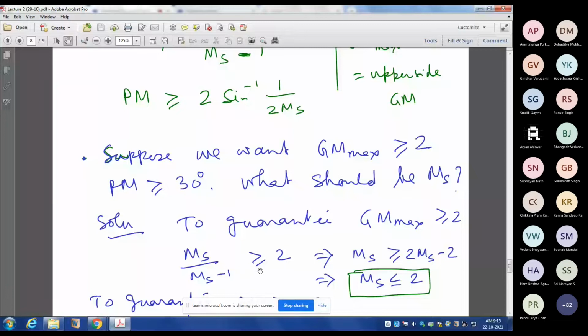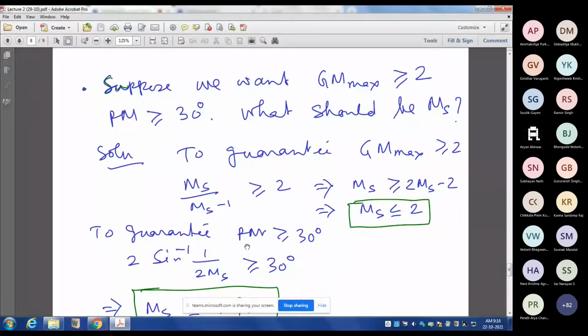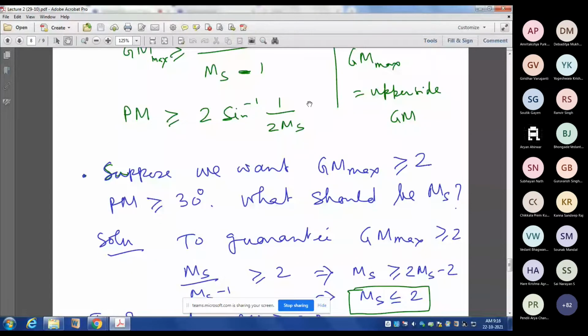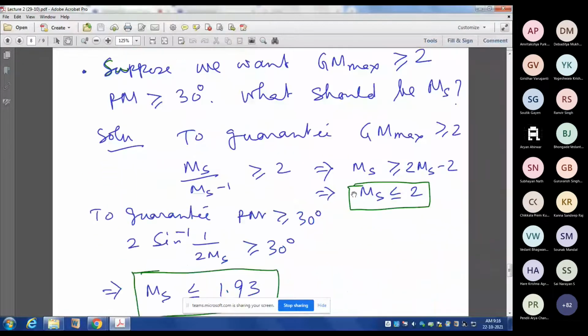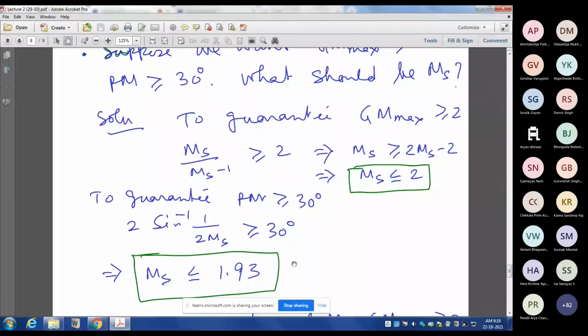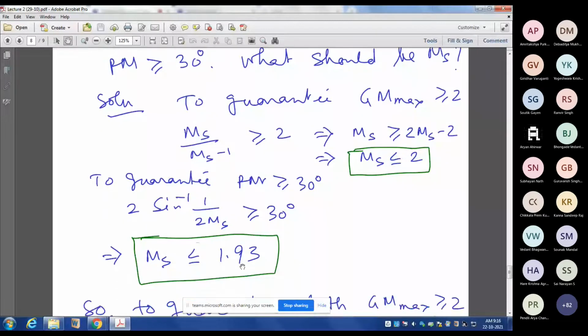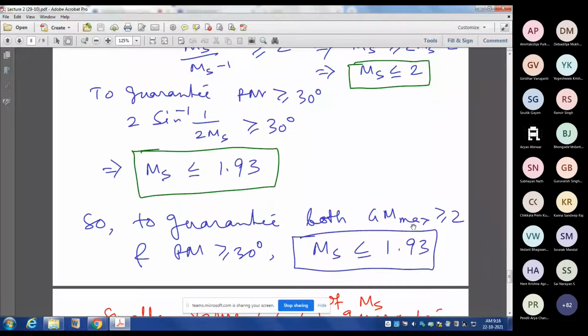On the other hand, if you want to guarantee phase margin greater than or equal to 30 degrees, then from this relation, 2 sine inverse of 1 by 2 MS should be greater than or equal to 30 degrees. This means your MS is less than or equal to 1.93. So to guarantee both GM max greater than or equal to 2 as well as phase margin greater than or equal to 30 degrees, MS should ultimately be less than 1.9.